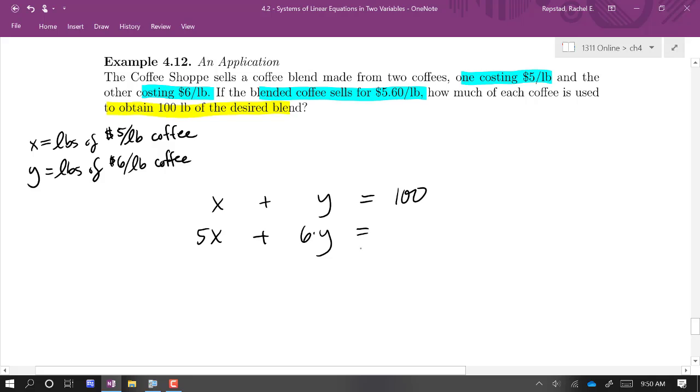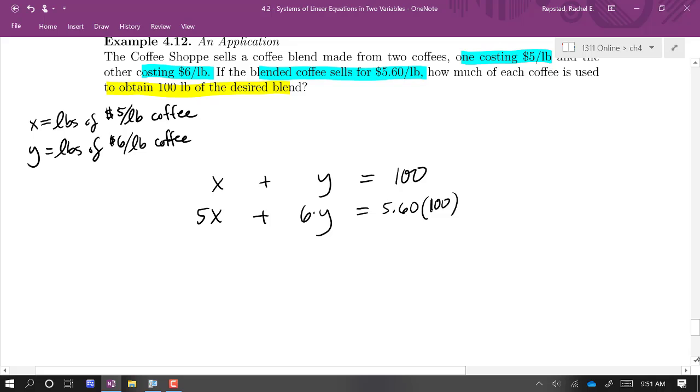And what we're ending up with is a coffee that is $5.60 per pound times, we know how much we have, 100 pounds. If you check your units across in the second equation, it ends up being dollars plus dollars equals dollars. That's a good check when you're doing these applied problems, that within each equation the units are consistent. In the top equation it's just pounds plus pounds equals pounds. So now we've modeled it with a system of equations, and we need to solve.